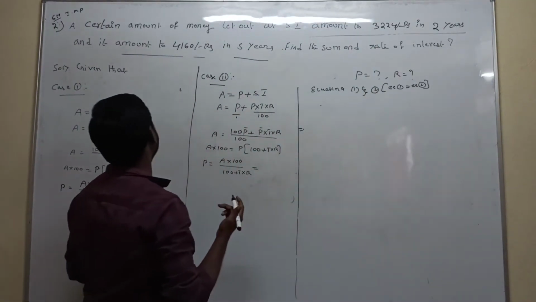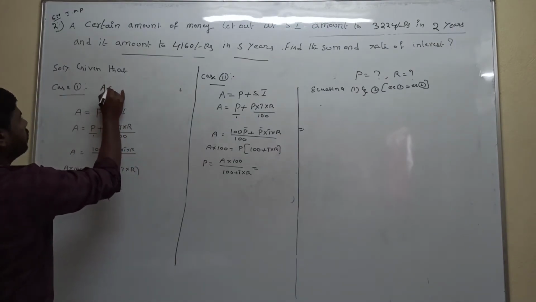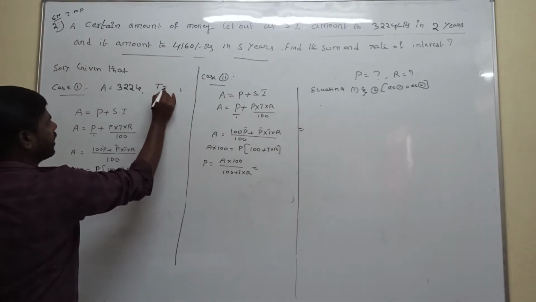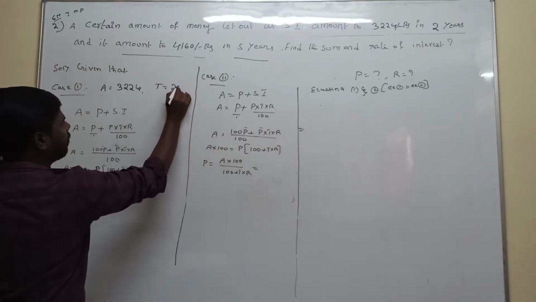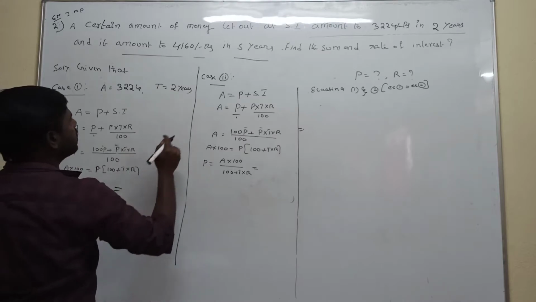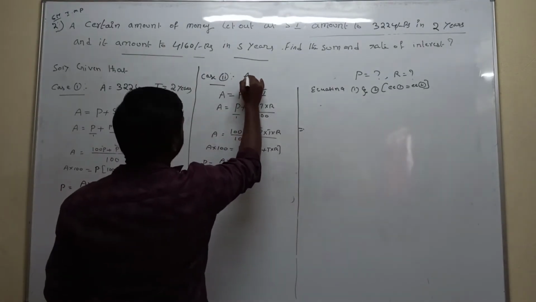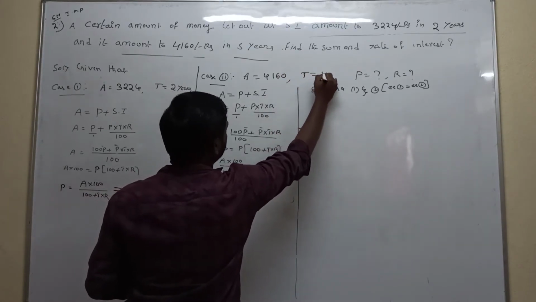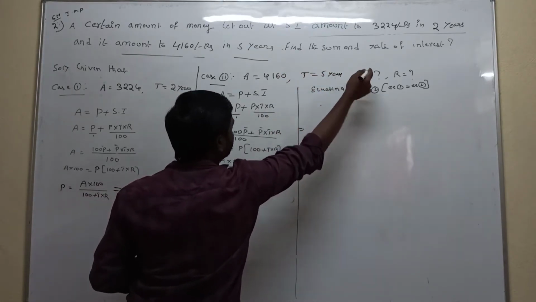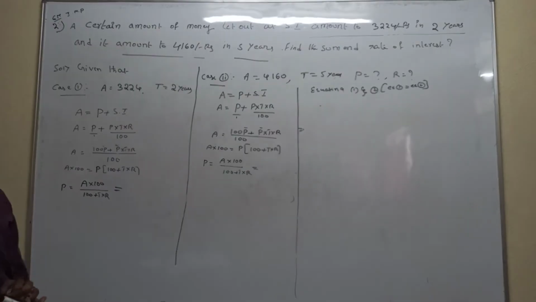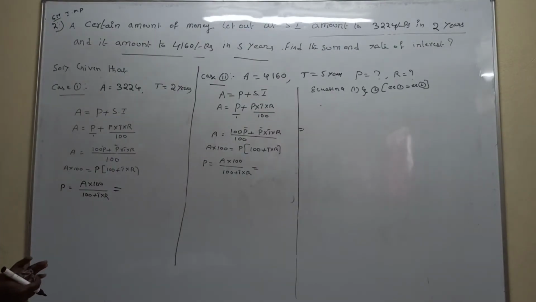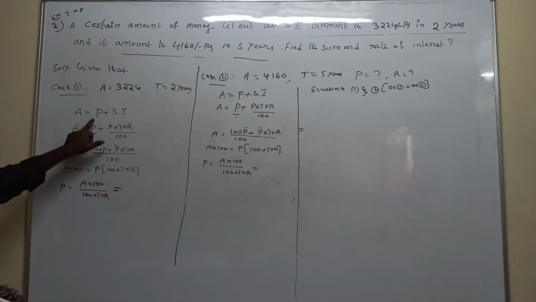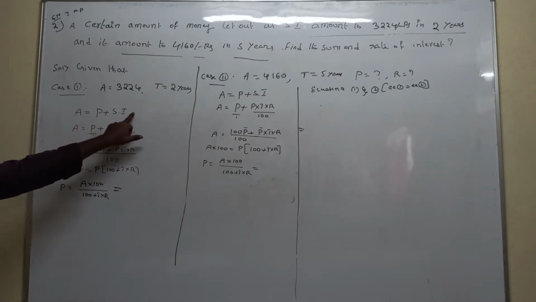What is the first case given here? Total amount capital A is equal to 3,224. Time T given here 2 years. Second case here amount is given, capital A is equal to 4,160. T is equal to 5 years. We need to calculate principal amount and rate of interest. So whenever amount is given, we take the amount formula: capital A is equal to P plus simple interest.